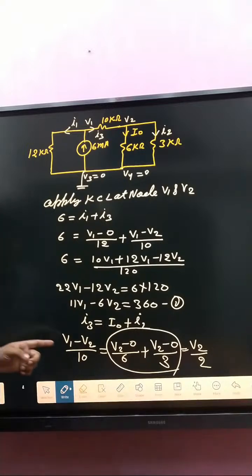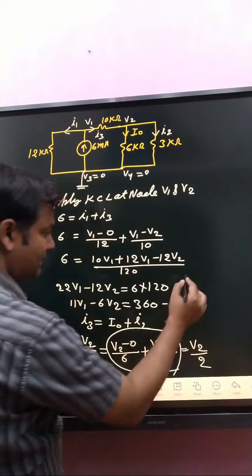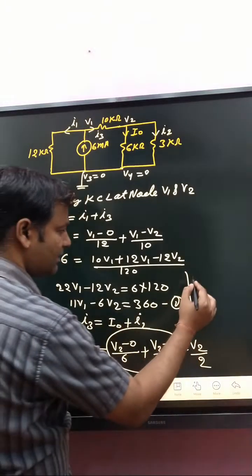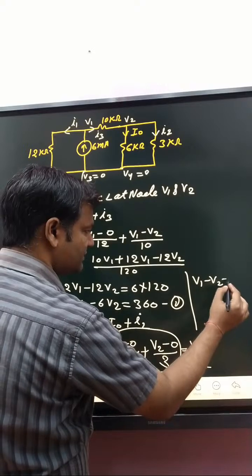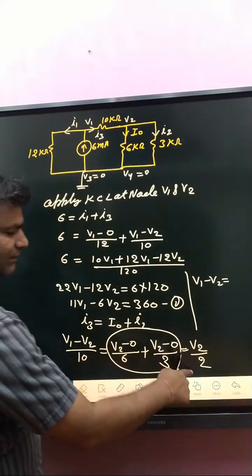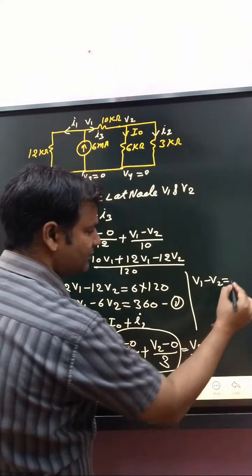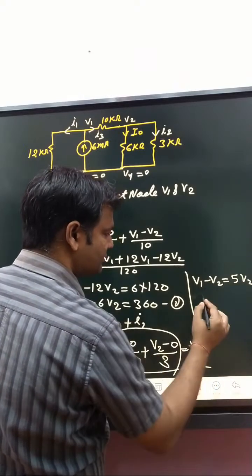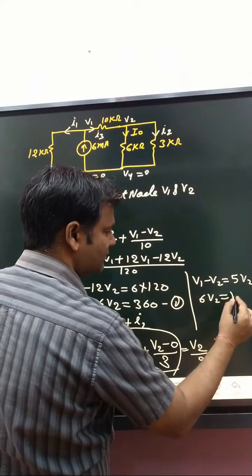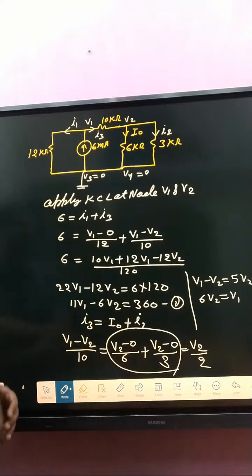Okay, V2 by 2 is equal to V1 minus V2 by 10. Now after that, V1 minus V2 is equal to how much? 10 divided by 2, that is 5V2. So 6V2 will be equal to V1.